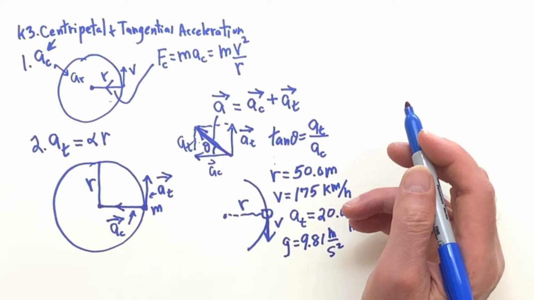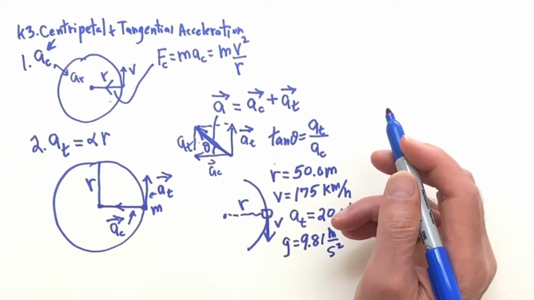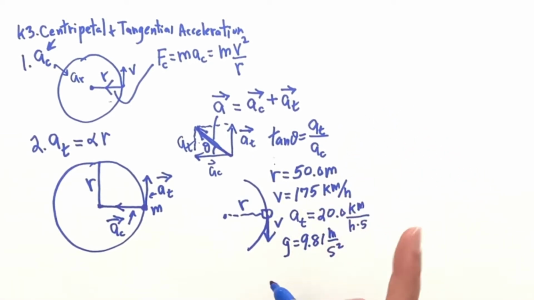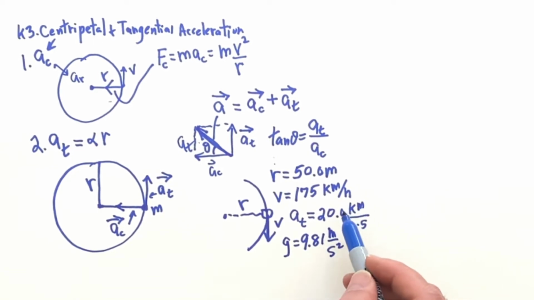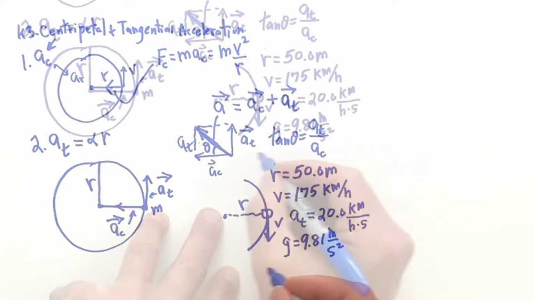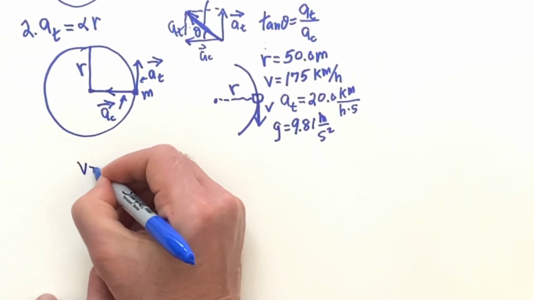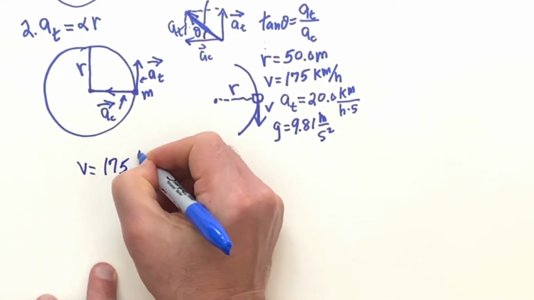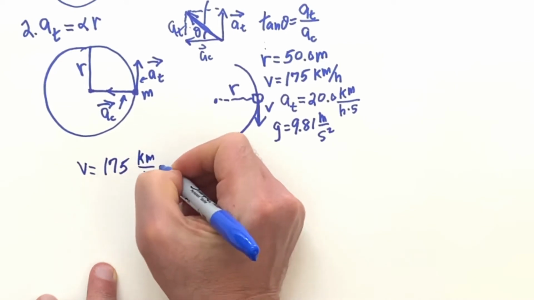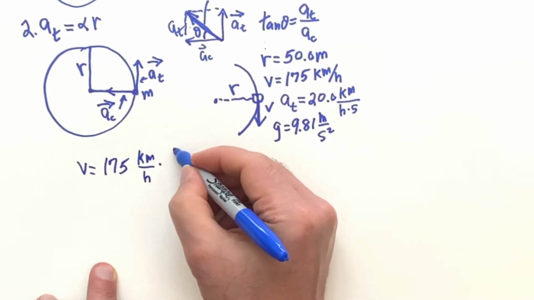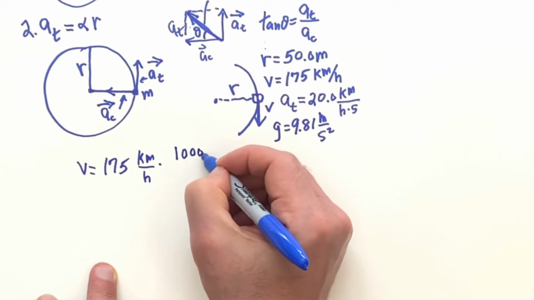So if we look at this to plug in some numbers, first I want to convert, I want meters per second, so I don't want to have this kilometers per hour in there. So if we look at 175 kilometers per hour, we're going to convert this by saying there's 1,000.